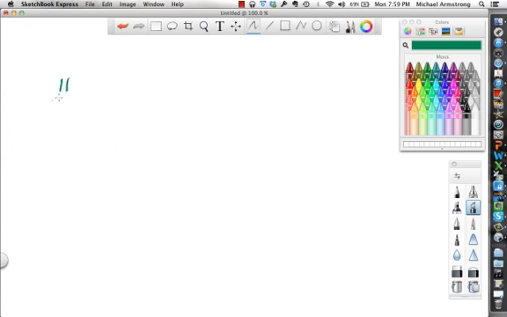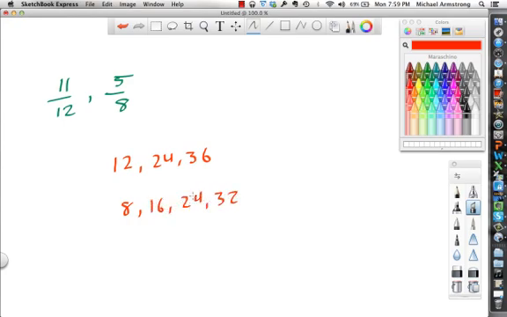They might give us something like 11 twelfths and 5 eighths. And they don't actually want us to add them or do anything. They just want us to find the smallest number that both 12 and 8 go into. And again, it's okay to just count by twelfths: 12, 24, 36, and then count by eighths: 8, 16, 24, 32, and then say, oh wait, 24 is the smallest number that both 12 and 8 go into.